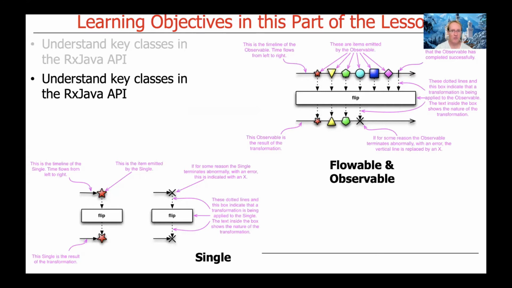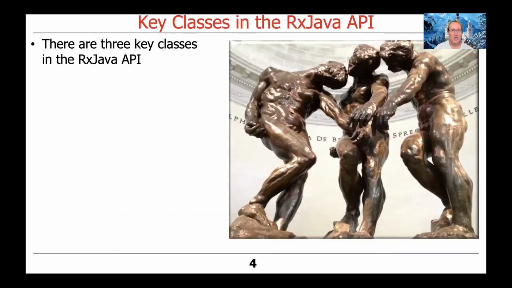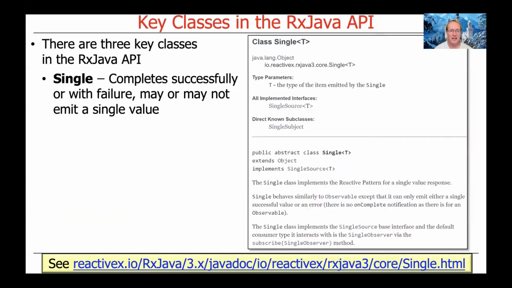There's something called flowable and observable, and there's something called a single. There's other things too, but these are the ones we're going to focus on. So there are 3 key classes in the RxJava API that we will cover. There's some other ones, but they're much simpler variants of this stuff. The first one is something called a single. And as the name implies, it completes successfully or with failure and may or may not emit a single value.